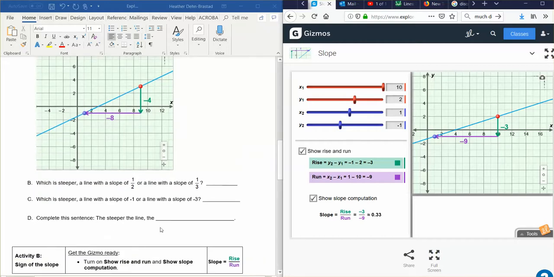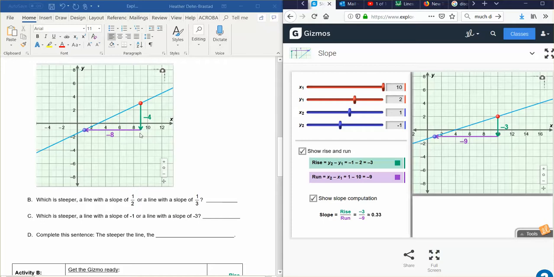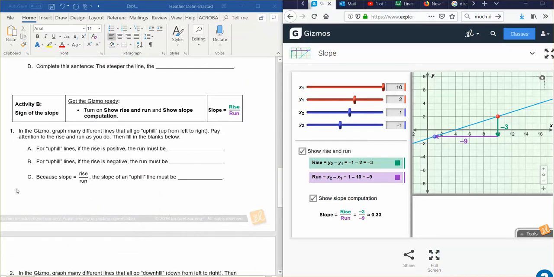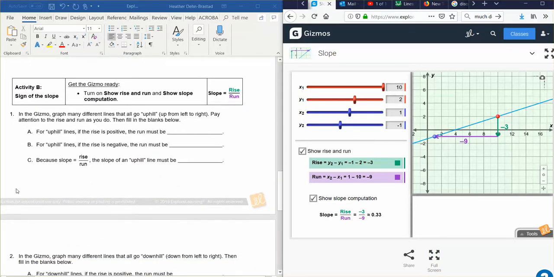So complete this sentence. The steeper the line, what do you think? The higher the slope, or the bigger the slope, or the greater the slope? Something like that. Because our slope of 3 was steeper than the slope of 2. Our slope of 1/2, 0.5, is greater than the slope of 0.3. So they're greater. The steeper the slope, the greater the line. No, the steeper the line, the greater the slope.